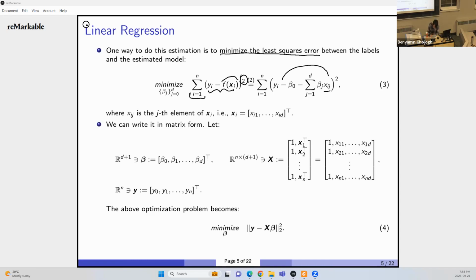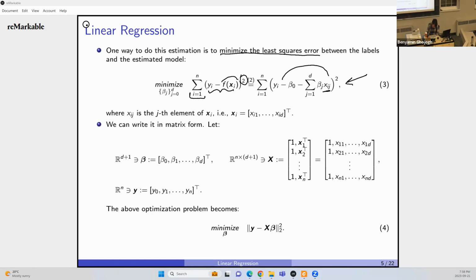And here, xij is the jth element of xi. So it's a scalar. Xij is a scalar. Xi is the ith data point, ith vector. Xij is the jth element of xi. Right? Okay. Now I want to write this in matrix form. We do that a lot in machine learning. Rather than element-wise, let's do it in matrix form.